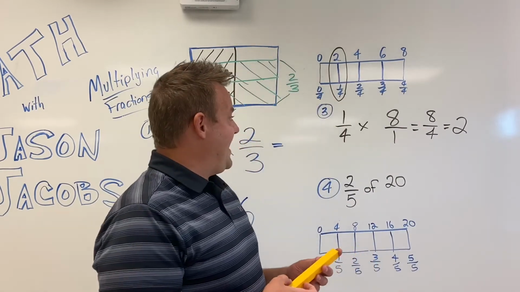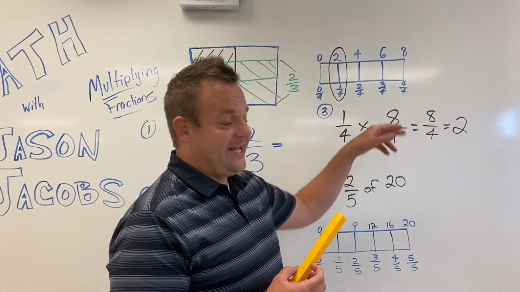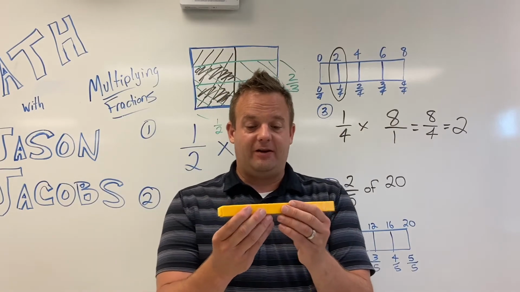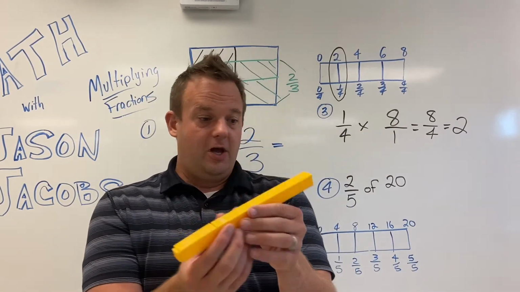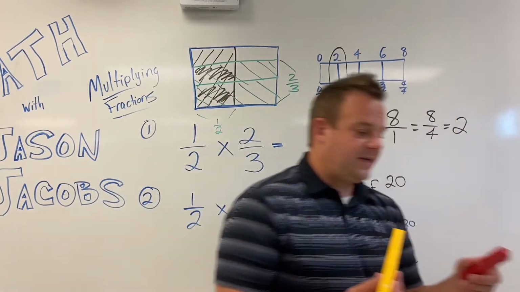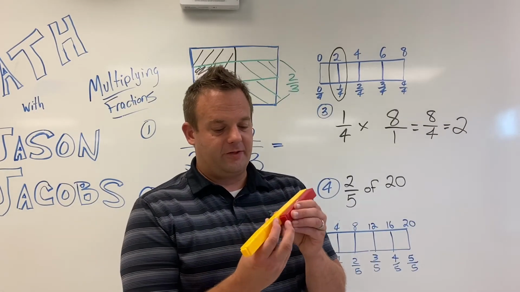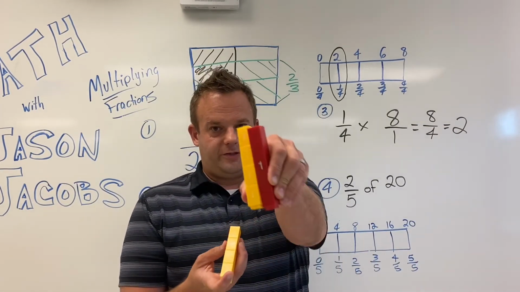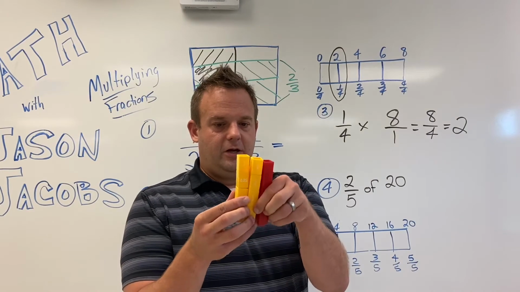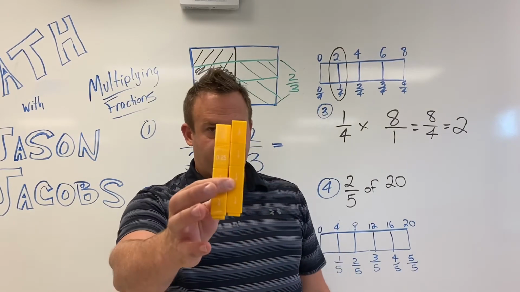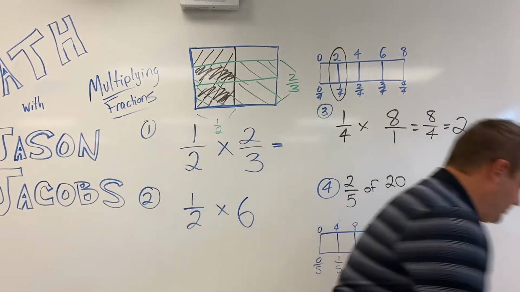So we have 1/4 times 8. We have 8 1/4. Here I have 8 1/4. Okay, and this is 1 whole. So let's see how much 8 1/4 is equal to. Boom, that's 1 whole. So 8 fourths equals 2. So that model shows that.